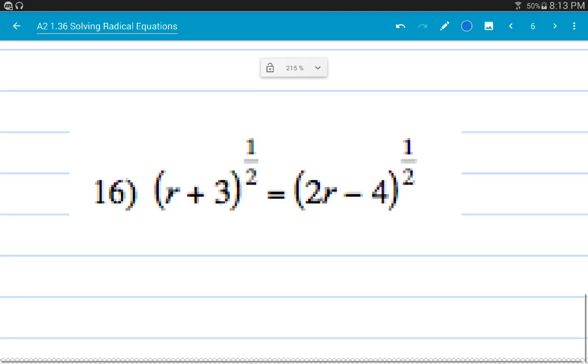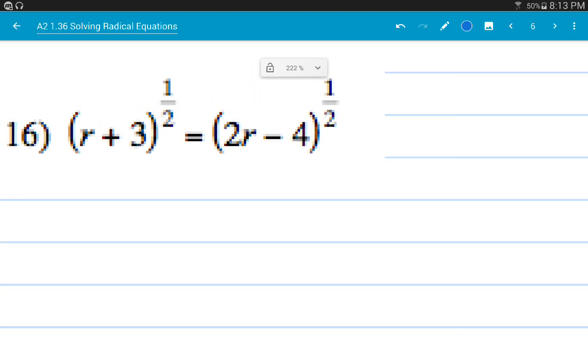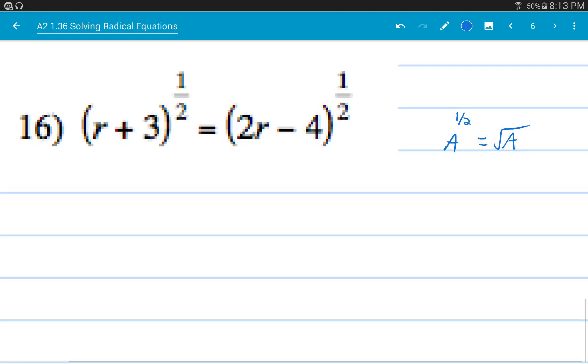The last one that I'll do, question 16. Now this is just based on a definition we did in class. We said that anything raised to the 1/2 power is the same thing as that thing underneath the square root. So I'm going to take these under the 1/2 power. I'm going to rewrite them underneath the square root.